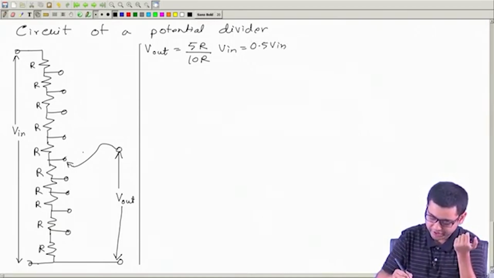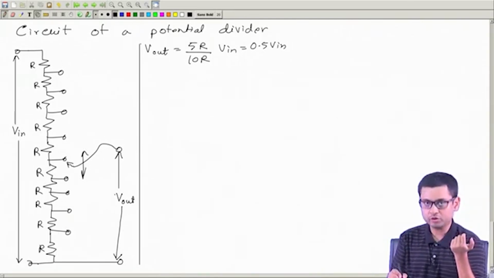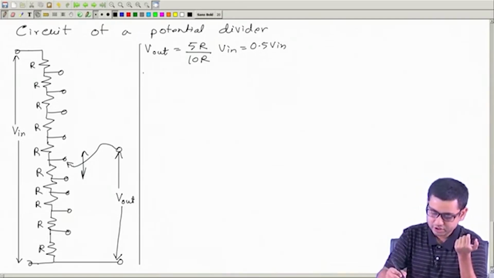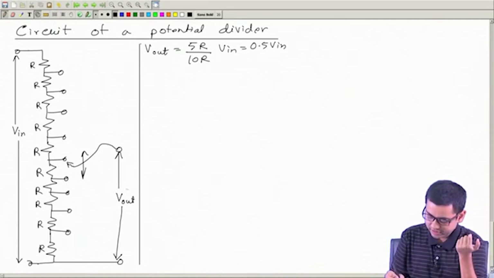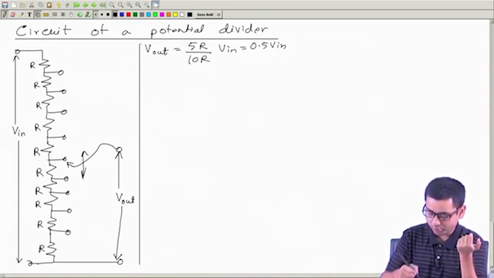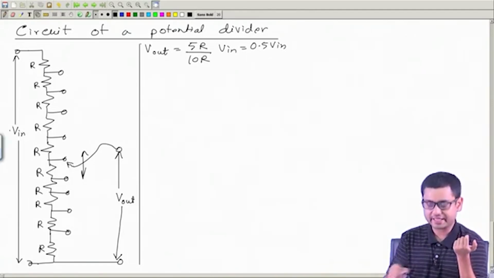Now, we can move this jockey up or down, and connect it here, here, or anywhere. Accordingly we can get a V out which is a fraction of V in. With this circuit we can get any fraction of the input, like 0.1 times, 0.2 times, 0.3 times, or 0.7, 0.8, 0.9.